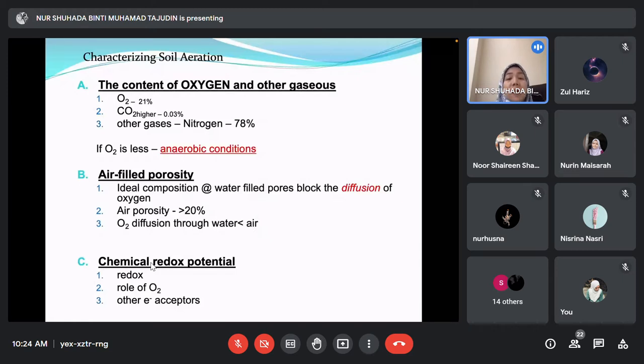Okay, so when we talk about redox potentials, pernah belajar kan dulu kan? Actually, soil aeration influences whether the elements in the soil will undergo what we call reduction and oxidation stages. Mungkin pernah dengar kan, reduced iron dengan oxidized iron. So what is the difference? Dua benda ni walaupun the element is the same, but it carries different characteristics to the soil.